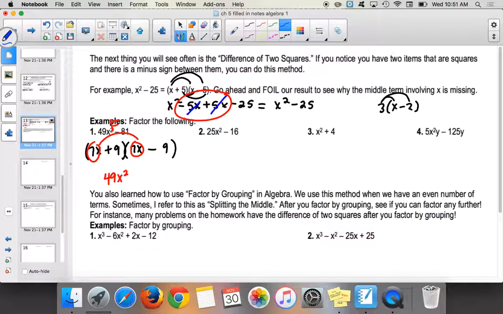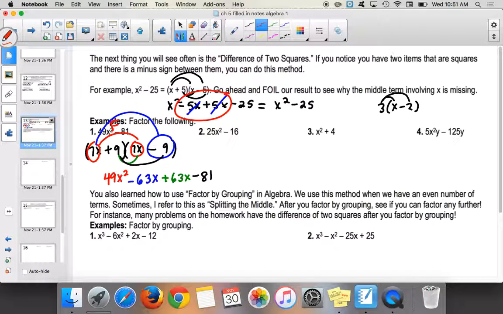First. Outer, our outer terms are here. So 7x times negative 9. Not 81. Negative 63x. Not there yet. All right, and then I have 9 times 7x. So 9 times 7x is plus 63x. And then that was our inner. And then our last term's 9 times negative 9. So AJ, it was negative 81.